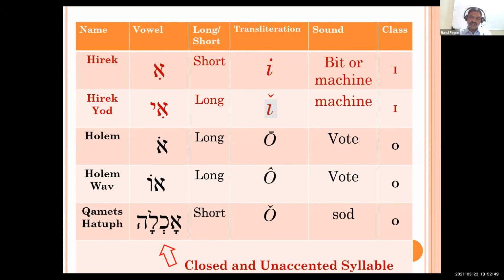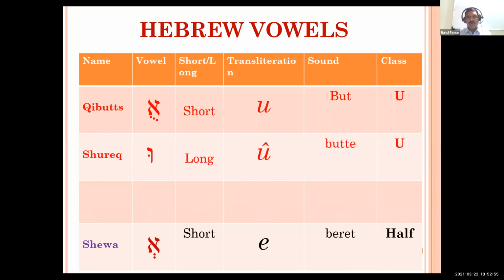All these vowels, I am again going to explain to you through the whiteboard. And the last vowel is the U class vowel, and that is called kibbutz. When you put three diagonal dots under a consonant, it gives a U sound, like U in but.